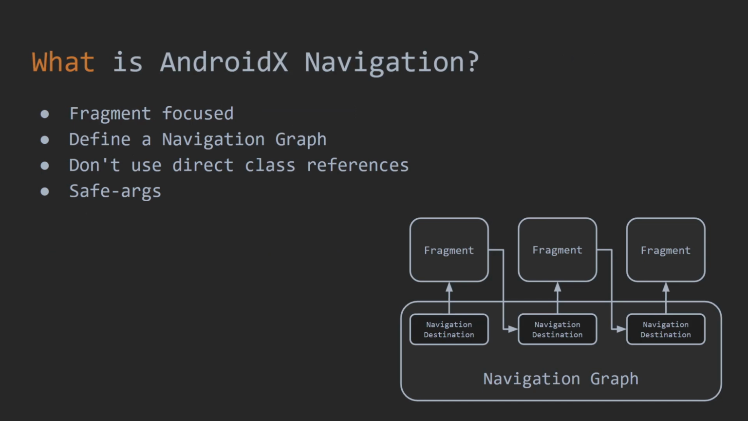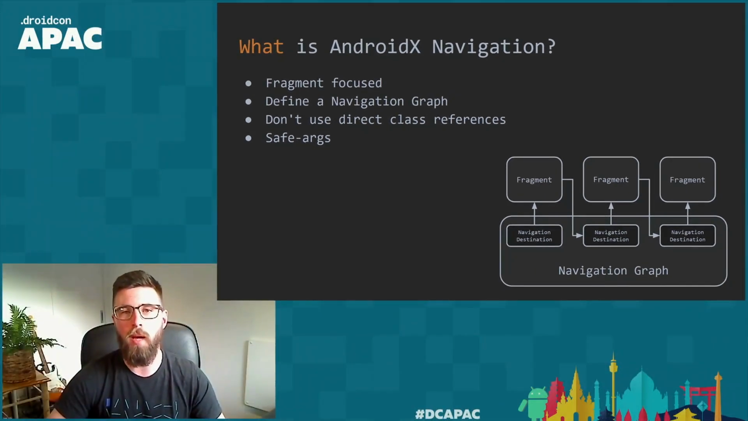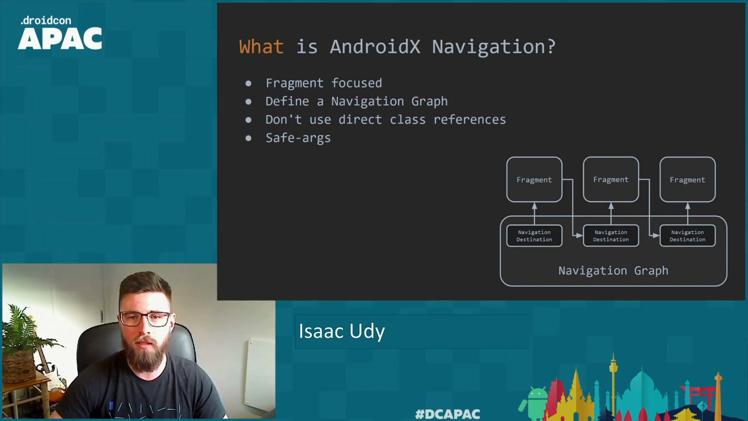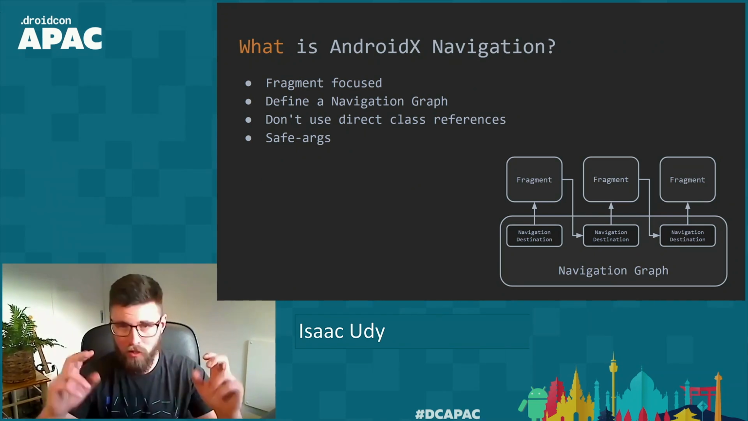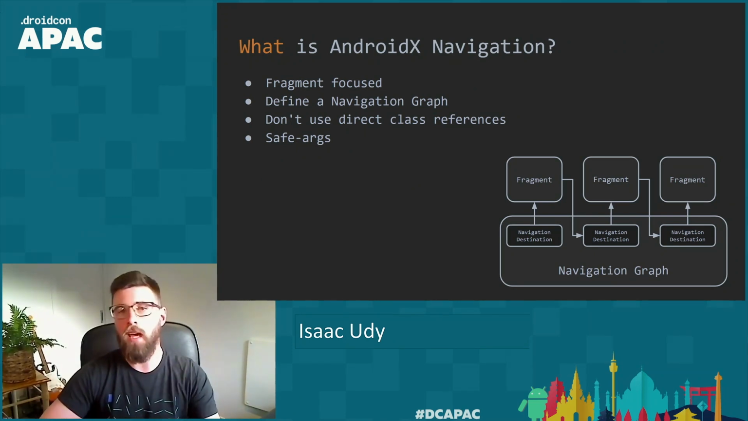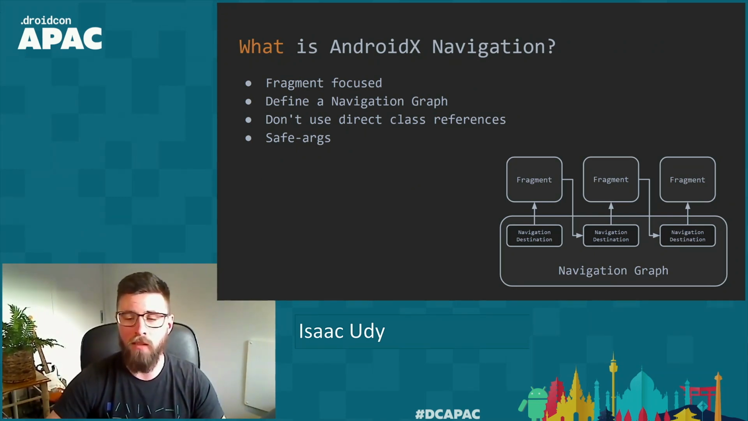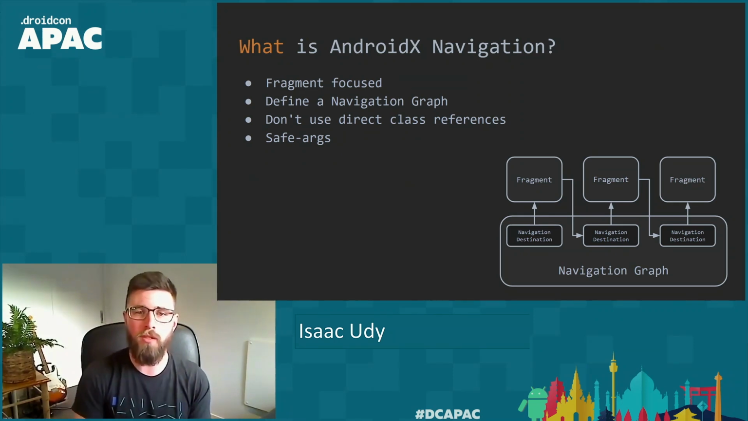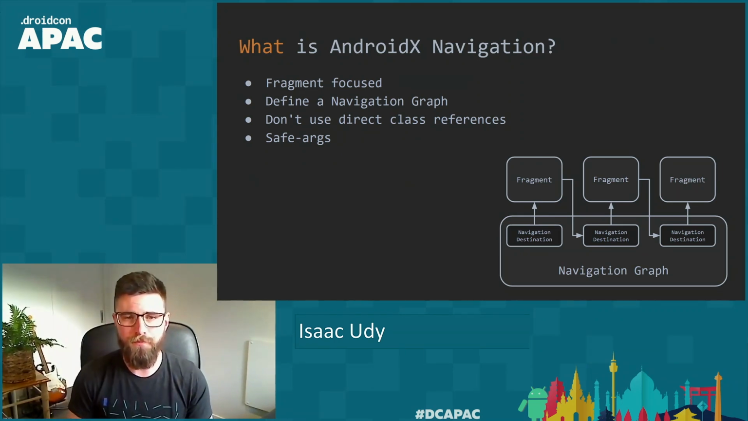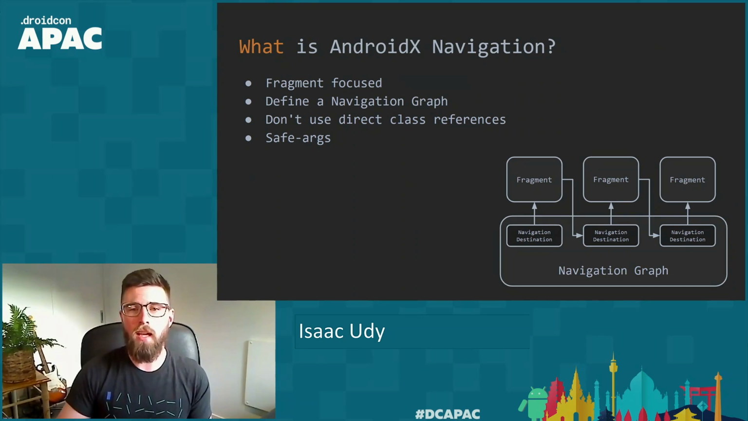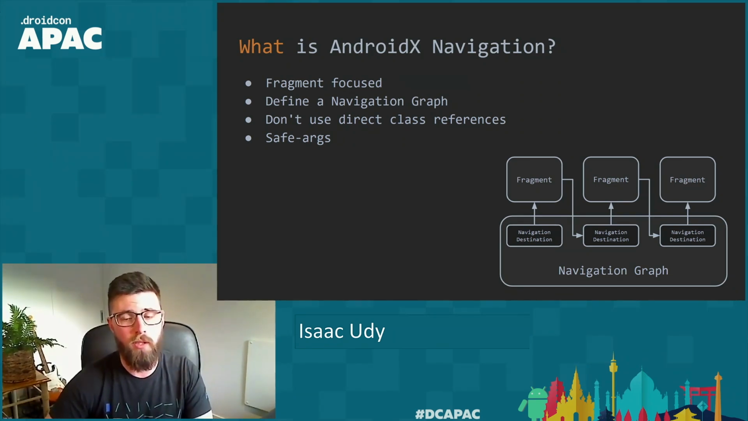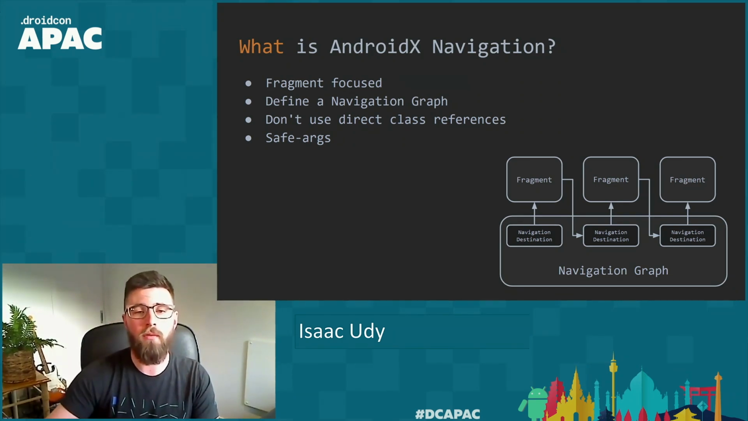AndroidX Navigation is based around the concept of a navigation graph, which is an XML resource file that contains information about navigation destinations, fragments and activities, the arguments to those destinations, as well as definitions of actions, which allow you to navigate from one destination to another. And these actions can be globally scoped or scoped to a specific destination. Because of this, you no longer need a direct class reference when you're performing the navigation, only a reference to the navigation graph.